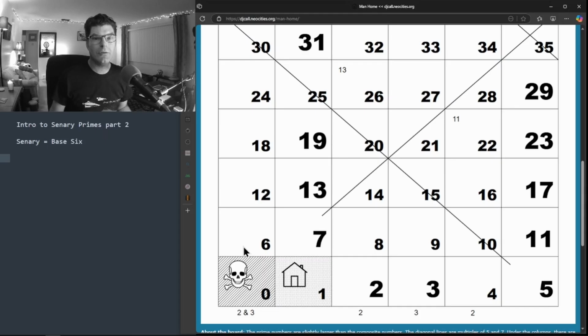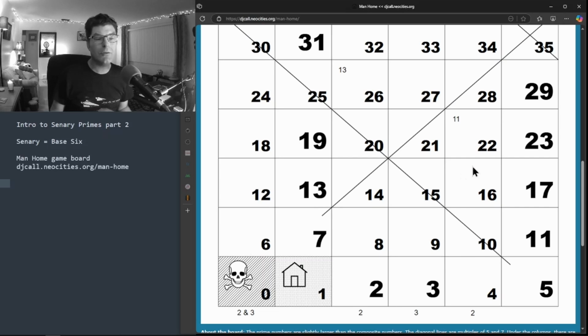Welcome back to part 2 of my introduction to Senary primes. If you're wondering what Senary means, Senary just means base 6. Some people might say hexamal as opposed to decimal or something like that, but Senary is probably the best term for it.